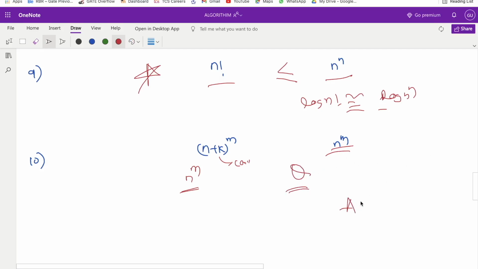I think you got clarity about all these notations, all these three notations. Please practice some questions from some workbooks.